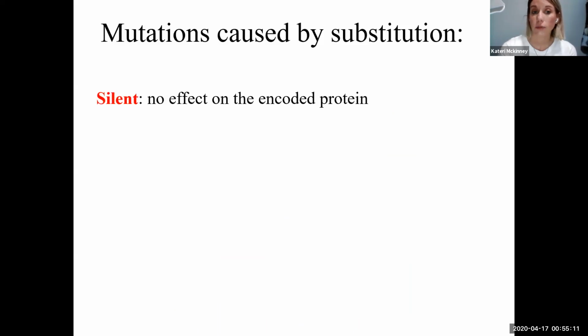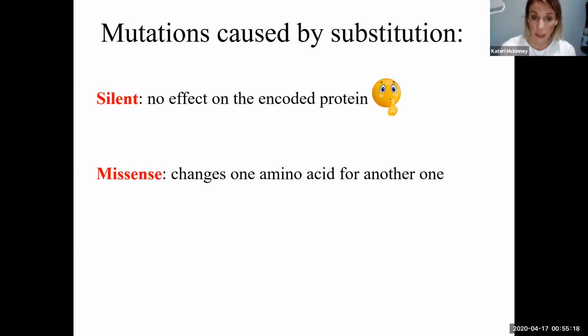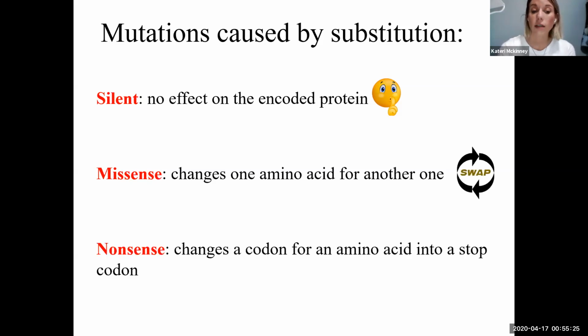Mutations caused by substitution can be silent, which has no effect on the encoded protein. You can have missense, which is the one that you see in the lab today, which is the change of one amino acid for another one. And then nonsense, which changes a codon for an amino acid into a stop codon.